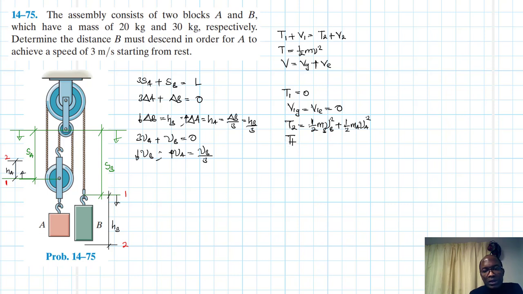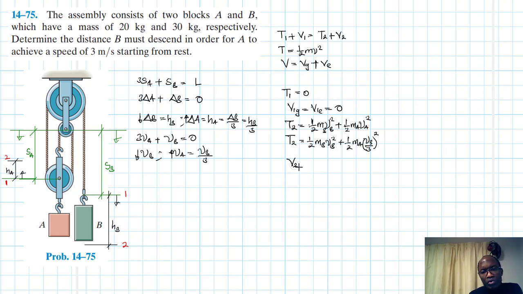So writing it in terms of B, say just half MB VB squared plus half MA VB divided by 3, all of it squared, right? That's what we said A is.